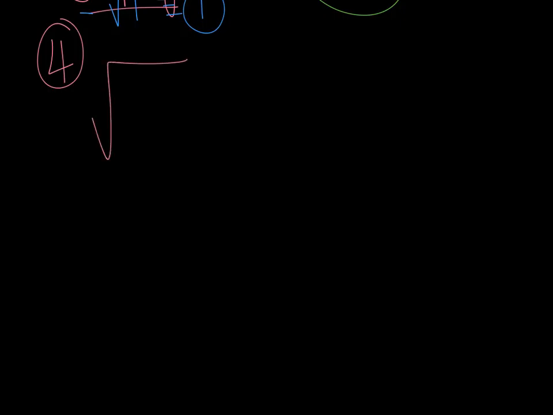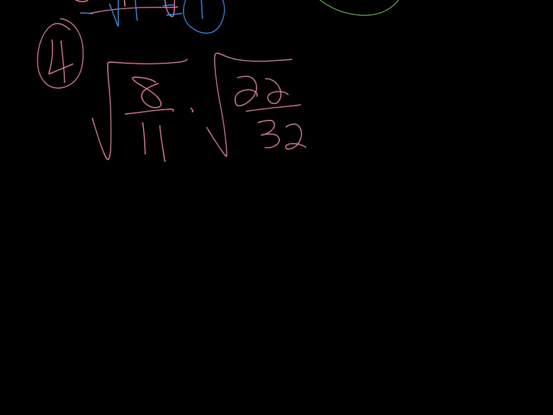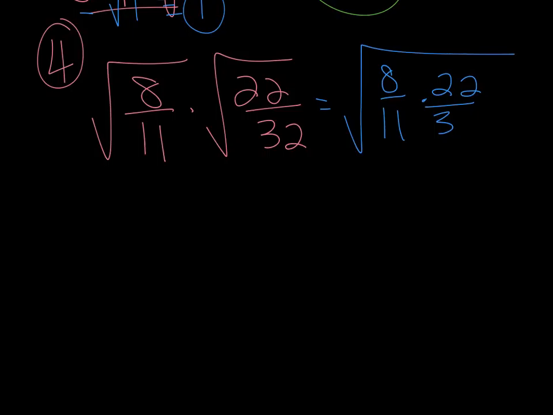Number 4, square root of 8 over 11 times the square root of 22 over 32. Okay, so if we go through the same first steps, let's combine this into one multiplication problem underneath the radical sign. So we have the square root of 8 over 11 times 22 over 32. Just like before, can I reduce anything? Yeah, okay, well I can divide out an 11. What else? An 8, right? Okay, now look what I'm left with, 2 over 4.